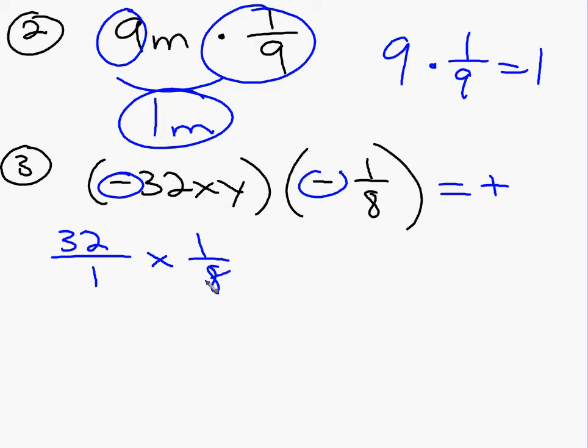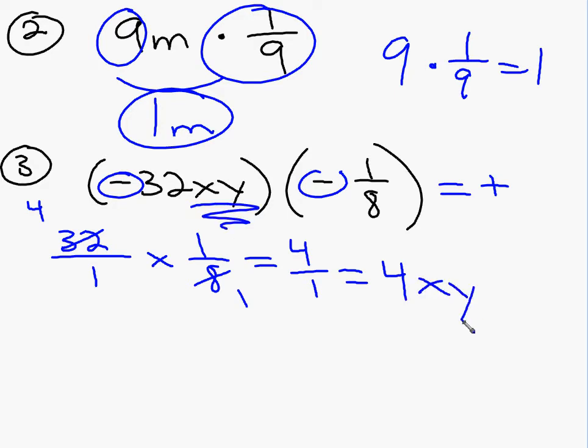8 divided by 8 is 1. 32 divided by 8 is 4. So I multiply across. 4 times 1 is 4. 1 times 1 is 1. So that is 4. Don't forget about your xy. And it is a positive 4xy.